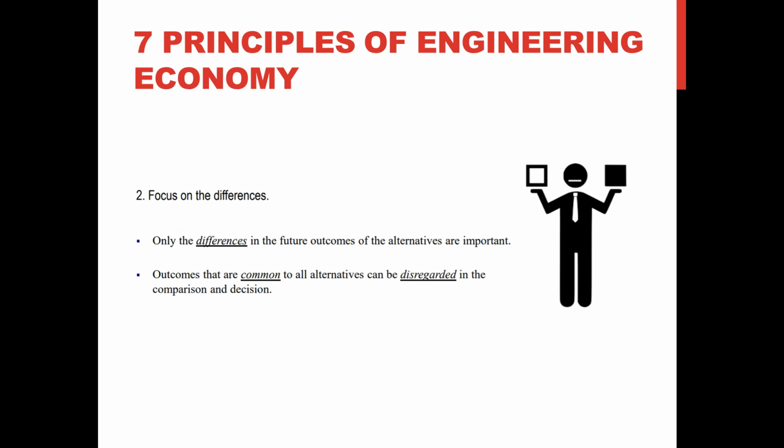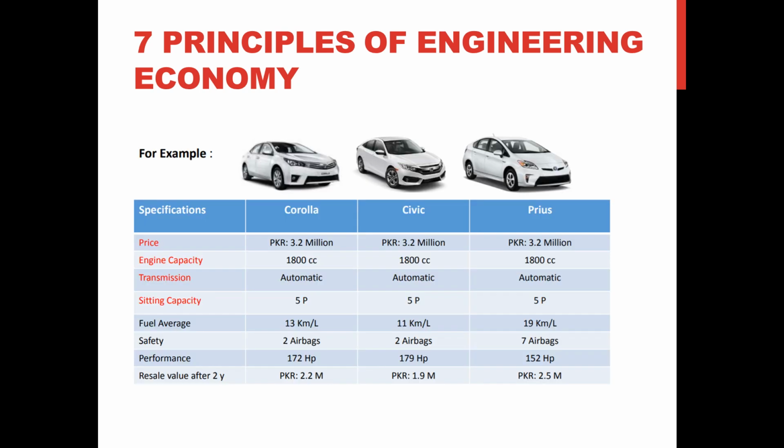So focus on the differences. Of course, kapag common naman yung alternative, you wanted to disregard that kasi common naman siya. Okay? So only the differences in the future outcomes of the alternatives are important. So outcomes that are common to all alternatives can be disregarded in the comparison and decision. Say for example, we have those specifications that could be a basis in our alternative, whether Corolla, Civic, or Prius, ano.